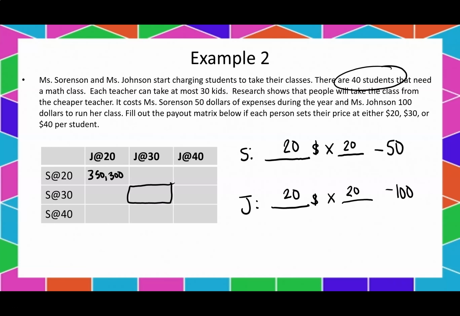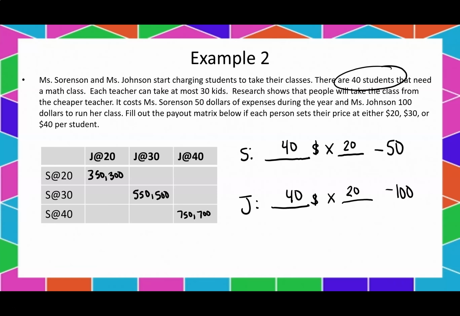Okay, now let's do this one. It's the same exact thing. We're going to split the students 20-20, but now we're at $30 per student. They're going to pay $30, and Ms. Johnson's students are going to pay $30. And so here we're at 550 and 500. Okay, here we are in this situation where we're both going to charge $40 to each student to enter our classes. And since we're charging the same amount, we both get 20 students because we split them. And here we're left with 750 and 700.